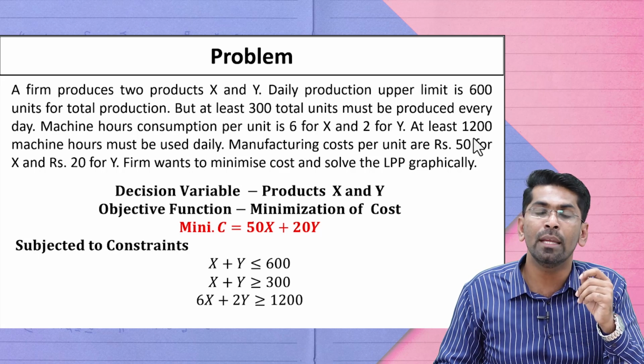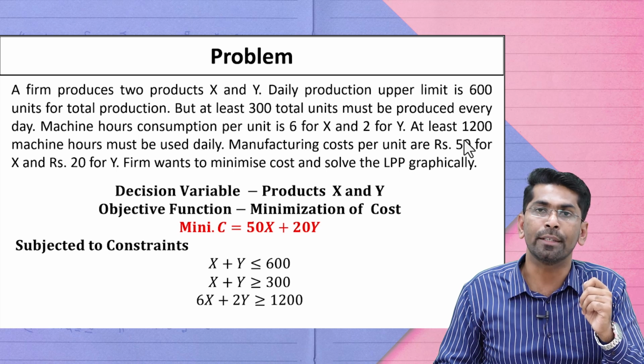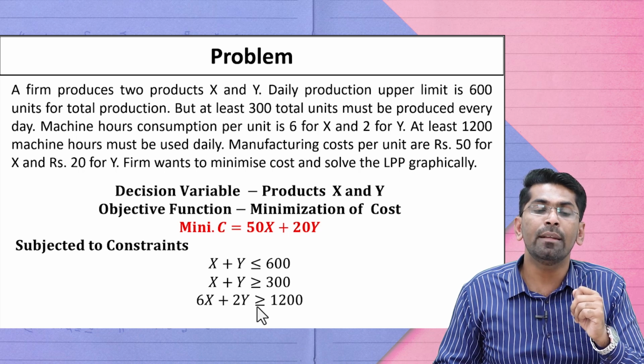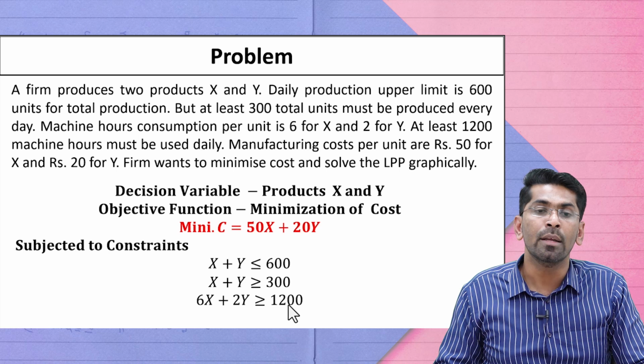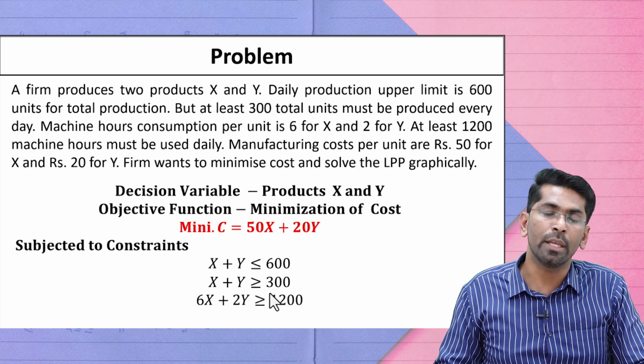So it will become the another constraint, that is 6x plus 2y which is greater than or equal to 1200. Okay, so we are writing this particular constraint, that is 6x plus 2y which is greater than or equal to 1200. So we have an example of a mixed constraint here. One of the constraints is less than or equal to, and the remaining two constraints are greater than or equal to.